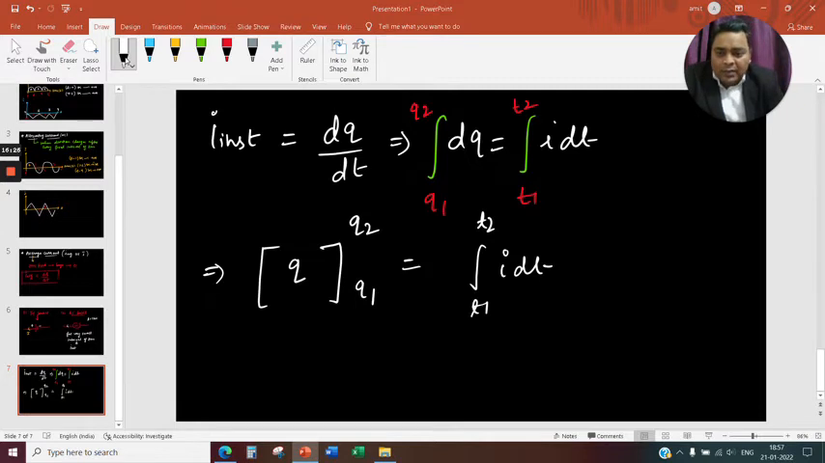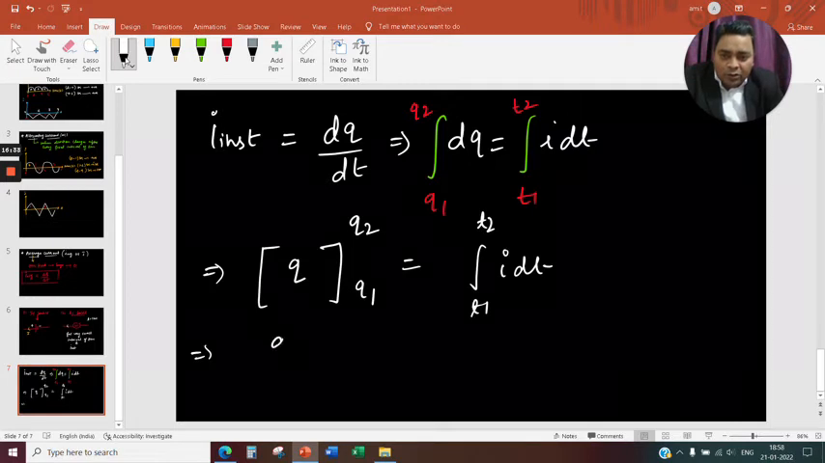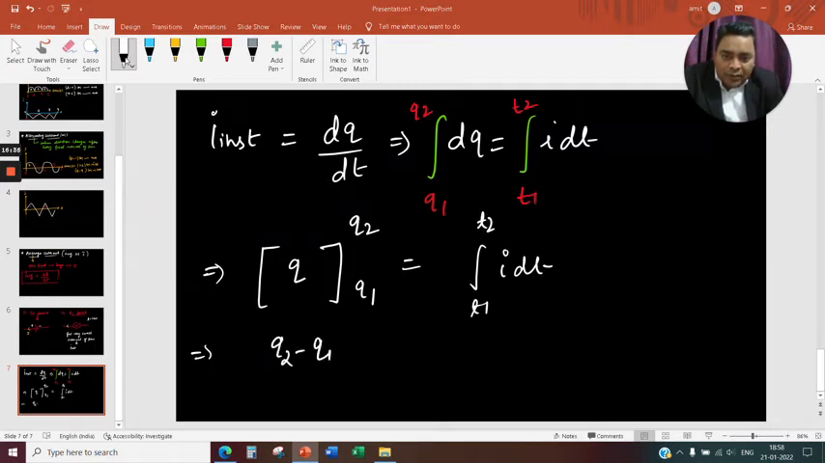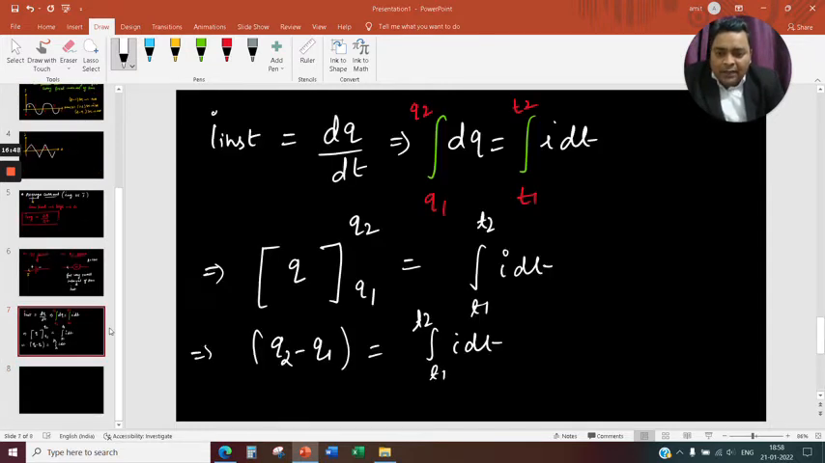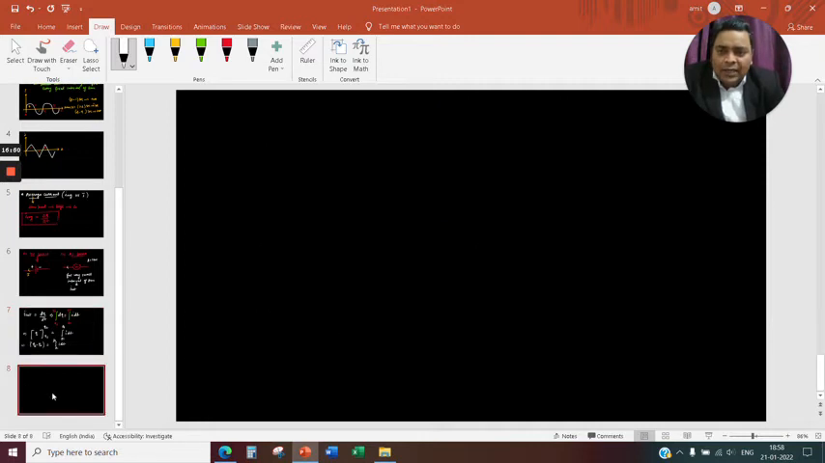Now what is the next step? We have to apply limit final minus initial, meaning upper limit minus lower limit on q here. So q2 minus q1 will come, which is equal to integration from time t1 to t2 I dt here. Now let me take the next page. Now see, q2 minus q1, can we write it as delta q, the change of charge? Q2 minus q1 is delta q, and that is equal to integration from time t1 to t2 I dt.